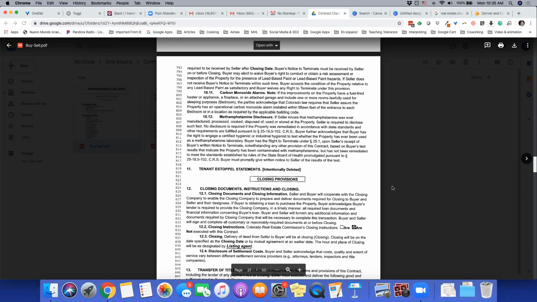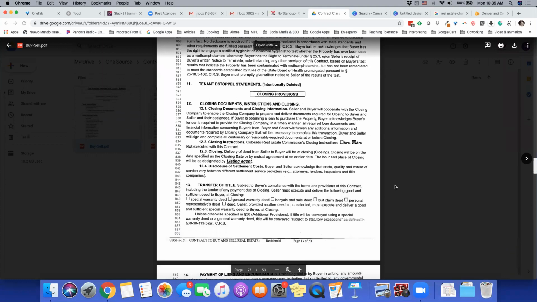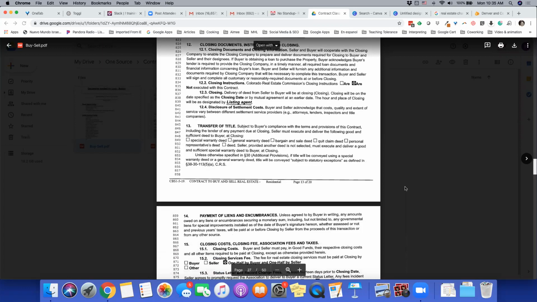Closing instructions should always be put together, usually by the listing agent. Almost all title companies are using the Colorado State approved forms. If it's not, then do not have your buyer sign it. 12.3, it always is the listing agent. It is not upon mutual agreement or anything of that nature. It's called listing agent has control. 13 is the transfer of title. You don't have to check any of the boxes, but if you're going to check one, check special warranty deed. It'll automatically default to that.